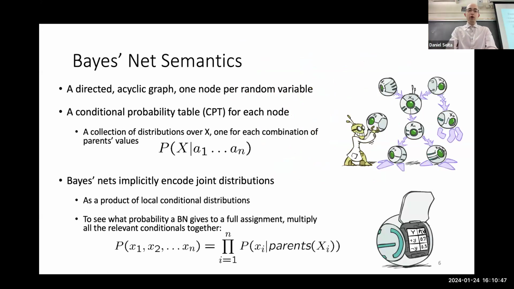And again, we also talked about this last time, but just to review the semantics of how a Bayes net works. They're a directed acyclic graph. So you'll see this cartoon, just think of these circles, I don't know what this actually is, but it's some kind of sphere, and then you have arrows pointing from one to another. And that forms a directed acyclic graph. Each of these nodes is a random variable, and each will have a conditional probability table.